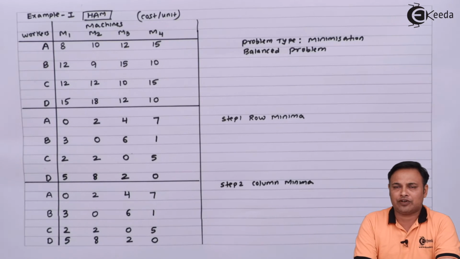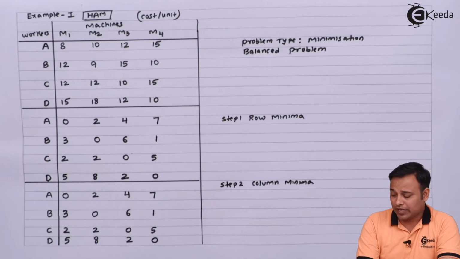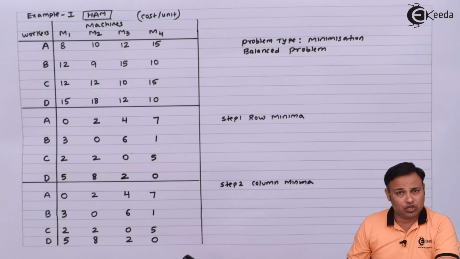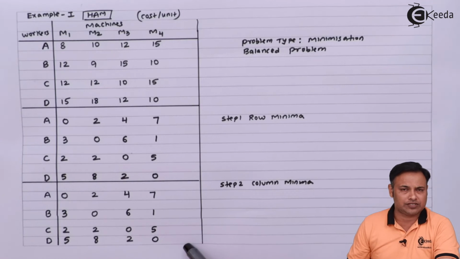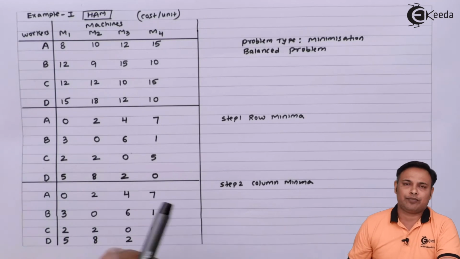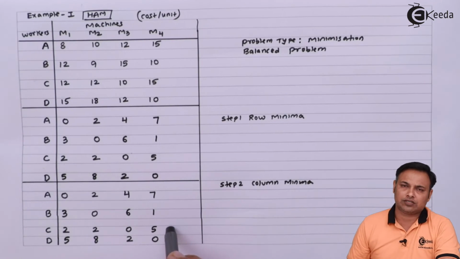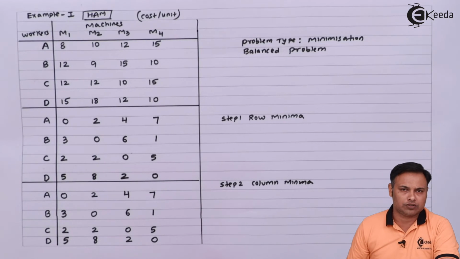Now the next step after doing column minima is to check the optimality of the solution. Means can this table obtained after step 2 give me the best solution? That we need to decide, that we need to assure before finding the solution. For that purpose, we will redraw this table again and try to work out some calculations or operations to check the optimality of the solution. Let's redraw the diagram of the table and check the optimality.